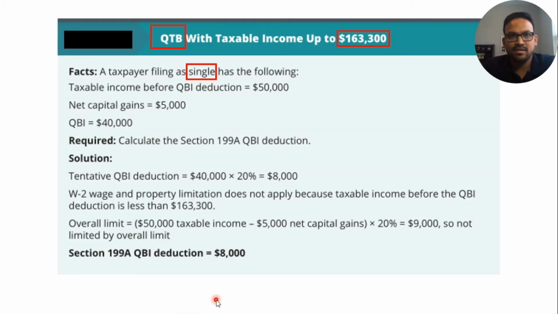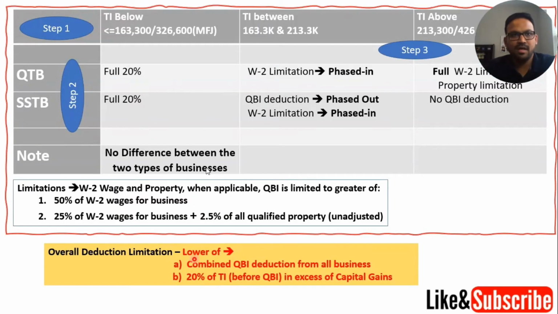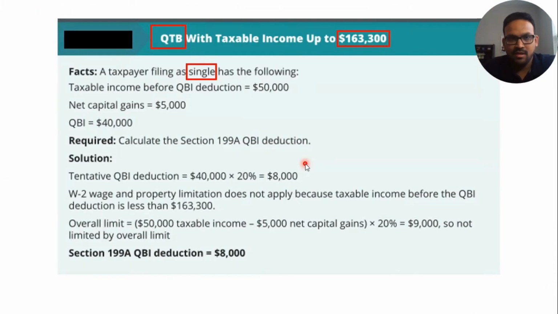So let's see a few examples. I will be covering examples for this category and this category in this video, and in another video I'll be covering an example for this category, which is the most complex one in QBI deduction calculation. Whenever you see a question, you would always want to see whether you are QTB, what your income criteria is, and what the status is.